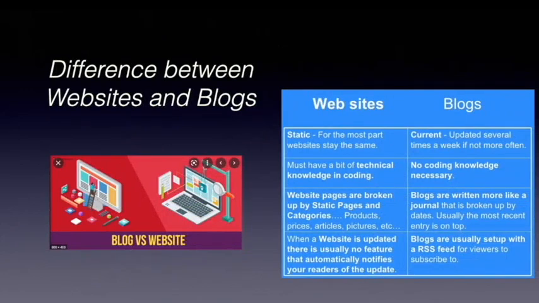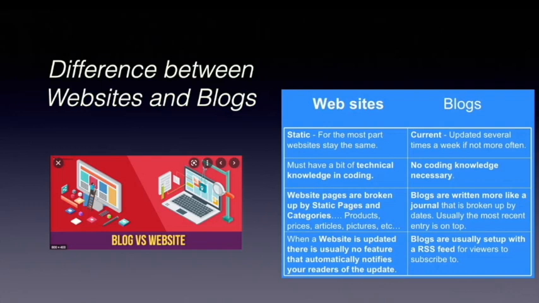Websites are usually static, they stay the same for most of the time, and blogs are current, they can be updated several times in a day, in a week, and they give a flexible approach. Websites need a bit of technical knowledge and coding. For blogs, we don't actually need the knowledge of coding.